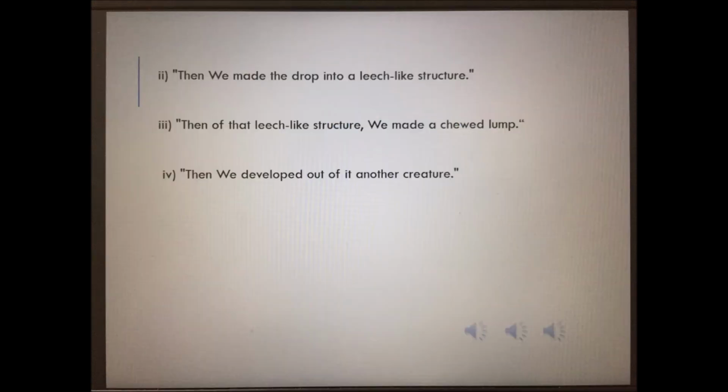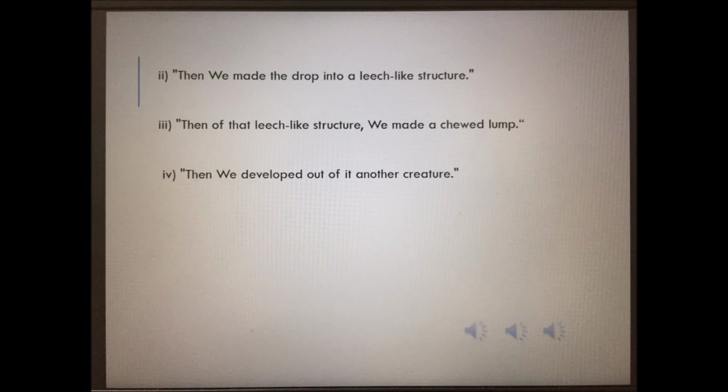Second, then we made the drop into a leech-like structure. The word alaqah refers to a leech or bloodsucker. This is an appropriate description of the human embryo from days 7 to 24, when it clings to the endometrium of the uterus, in the same way that a leech clings to the skin. Just as the leech derives blood from the host, the human embryo derives blood from the decidua or pregnant endometrium.